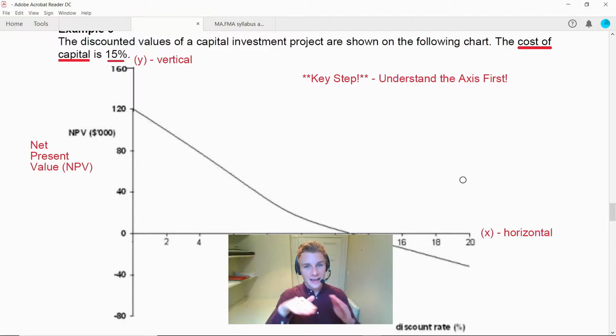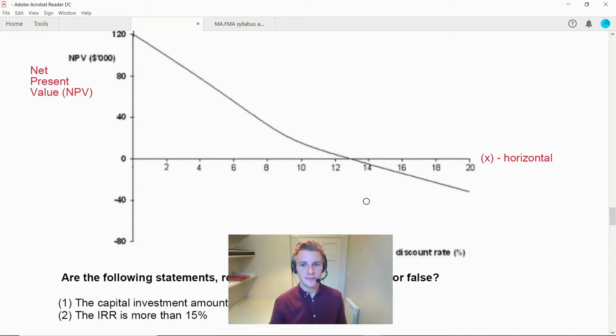So you've got to look at the actual x-axis and the y-axis, so horizontal and vertical. And as you can see on the left-hand side, it was NPV, the net present value, and it starts at a positive starting point, $120,000. When I see NPV positive, that means the project is going to create a positive outcome of $120,000. But on the x-axis we've got the discount rate as a percentage, and it crosses, give or take, at the number 13.